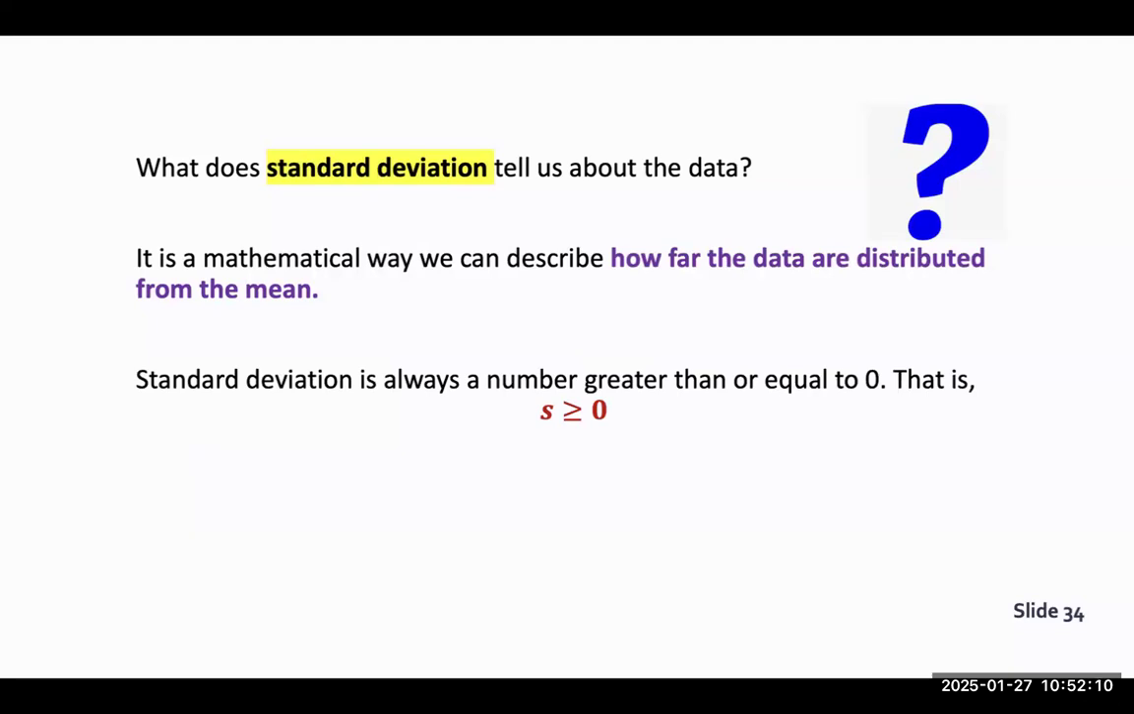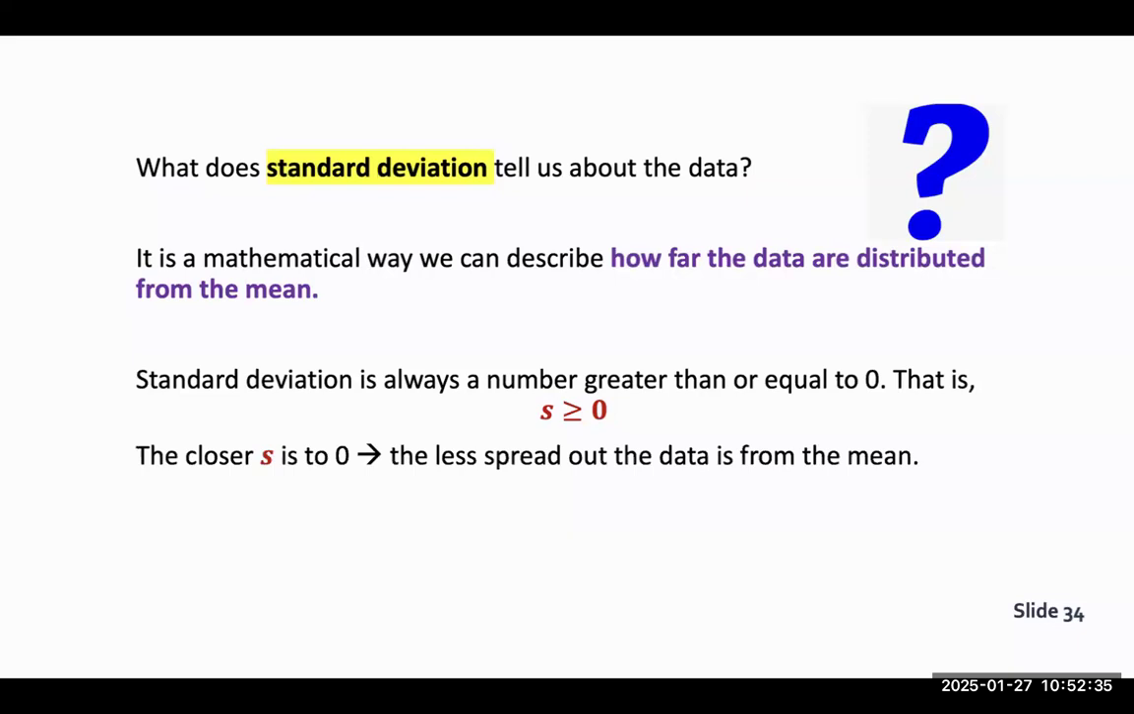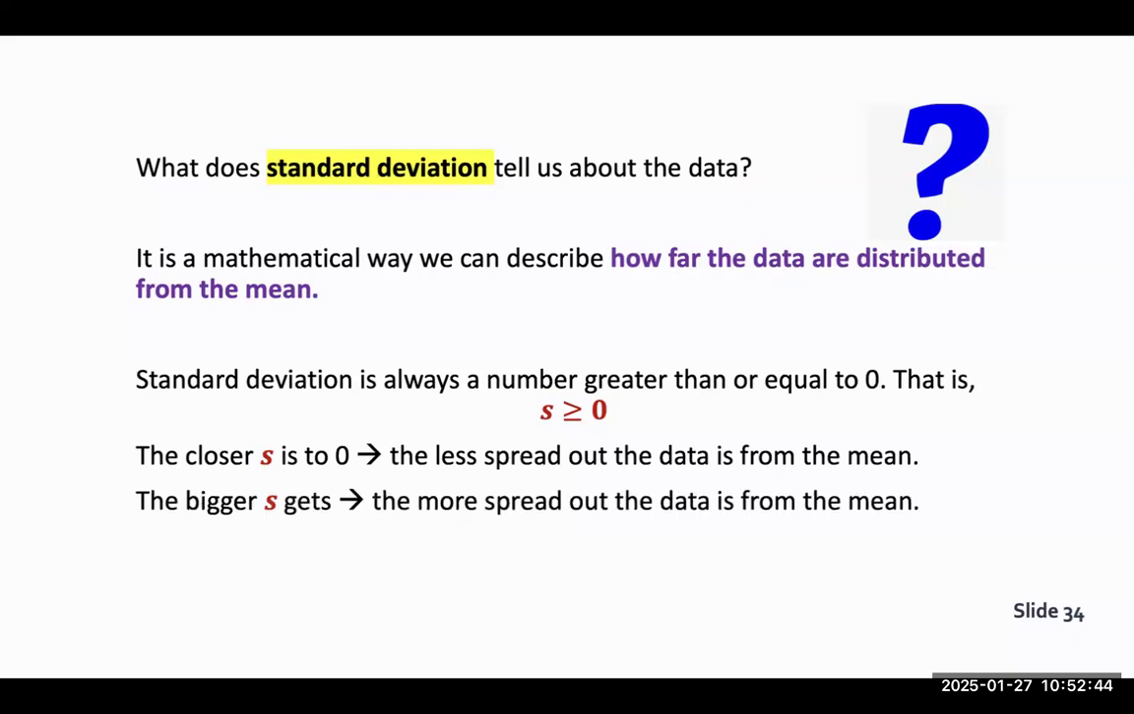Standard deviation is always a number greater than or equal to 0. If the number is equal to 0, that means all of the data is the same number. So if we just had a bunch of 7s, nothing else, then all of the data values are equal to the mean, and so the standard deviation is 0. That means there's no spread. Everything is the same. So the closer S is to 0, the less spread out the data is from the mean. Now, the bigger S gets, the more spread out the data is. So things are going away from the mean.